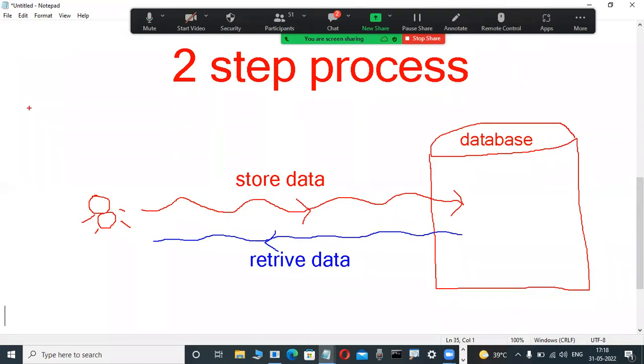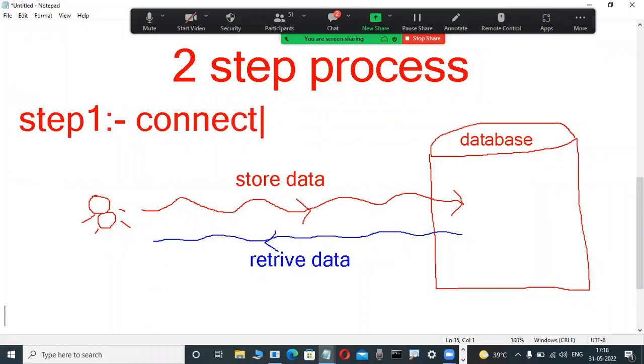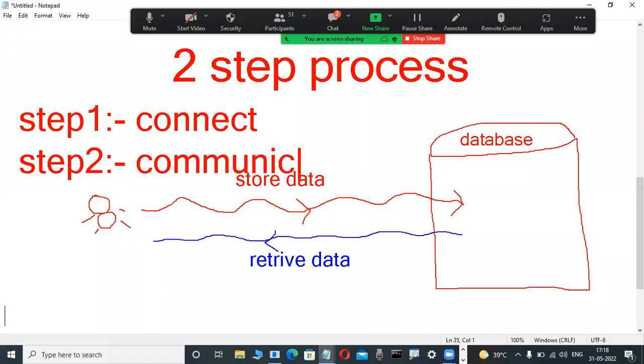What are those two steps? Concentrate here. Don't write anything, just observe. The first step is connect. What connect means, today we are learning, don't worry. Step two is communication. So the first step is the connect step, and the other one is communication.